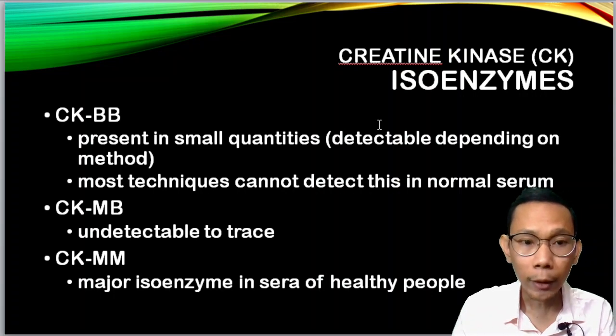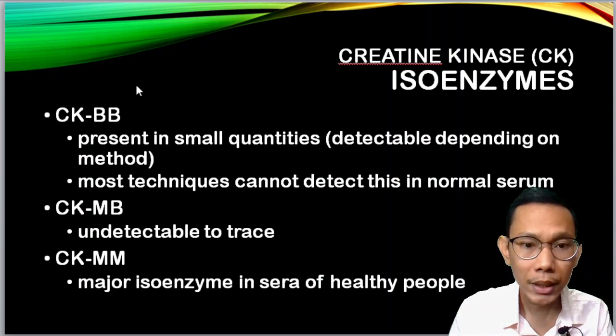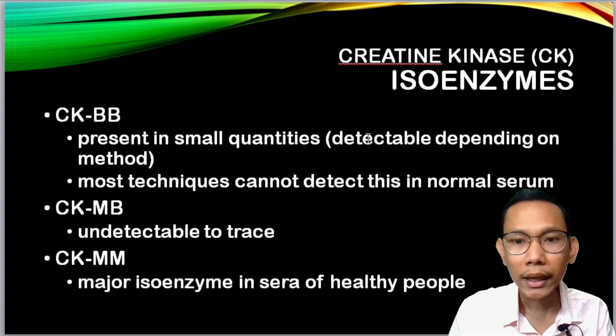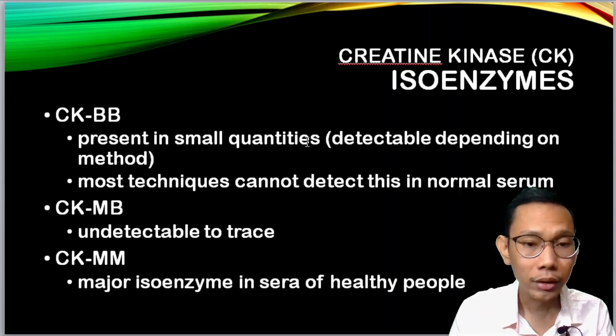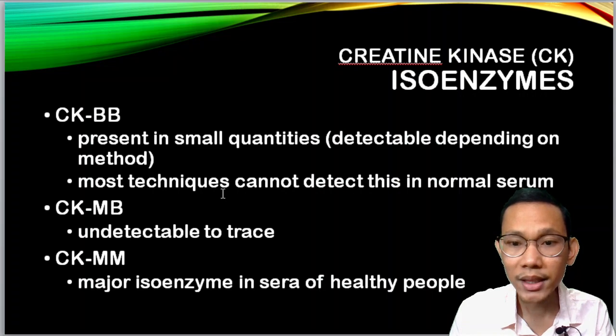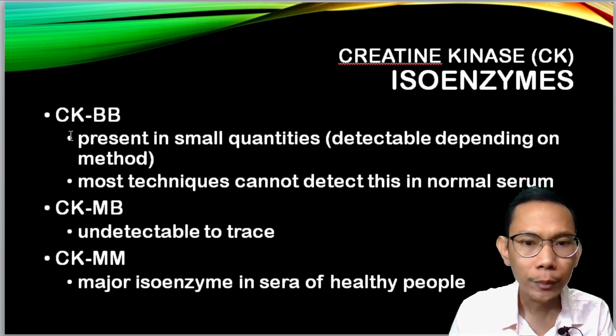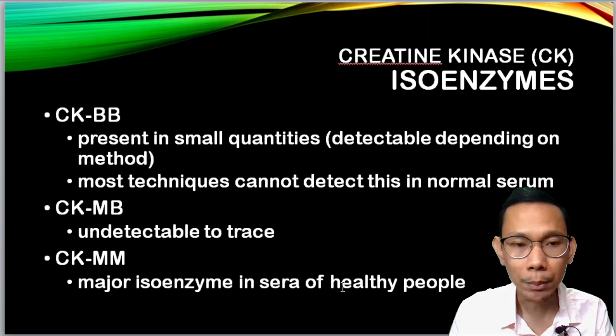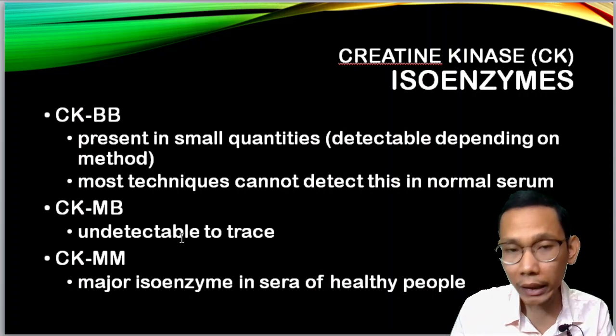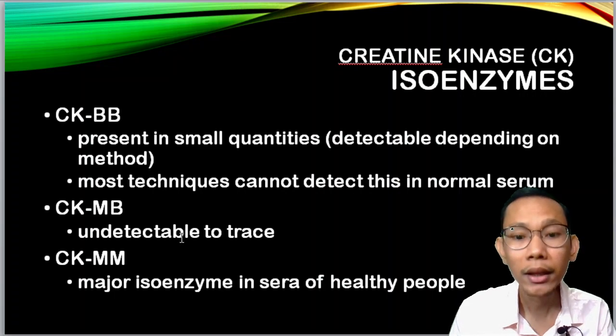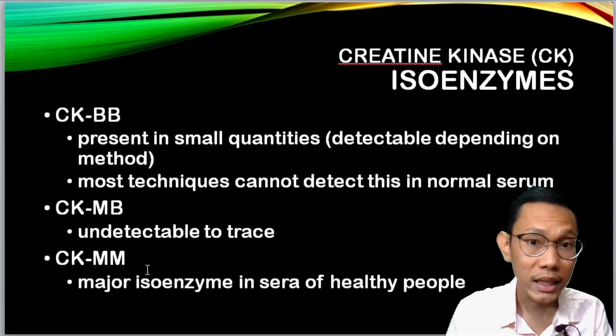So in terms of their quantities, your CKBB is present in small quantities, detectable depending on the method. Most techniques cannot detect this in normal serum. So in short, your CKBB has only very small quantities. CKMB is undetectable to trace, while your CKMM is the major isoenzyme in sera of healthy people. So among the three, what is normally found in a normal, healthy individual is your CKMM.